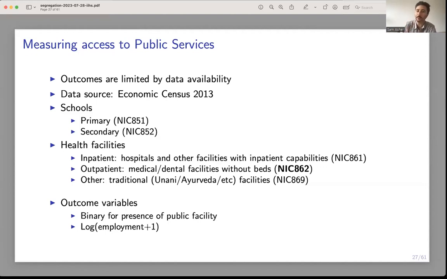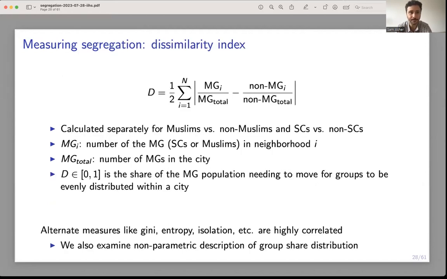So we're just going to combine them all into a single measure of health facilities. And in measuring these things, we'll look both at a binary for, is there a public facility here? We'll also look at kind of the intensive margin, how big are these facilities, by looking at the log of employment in these facilities in a given area.